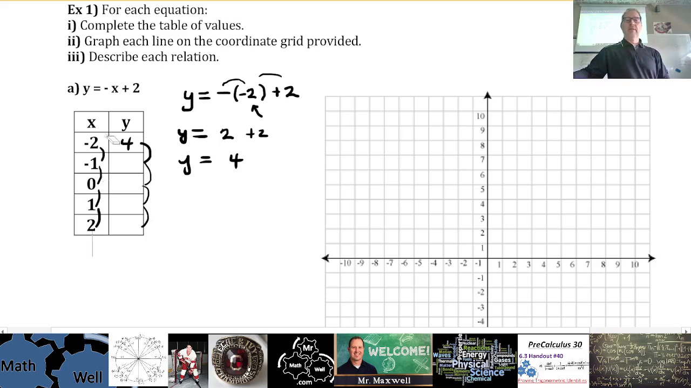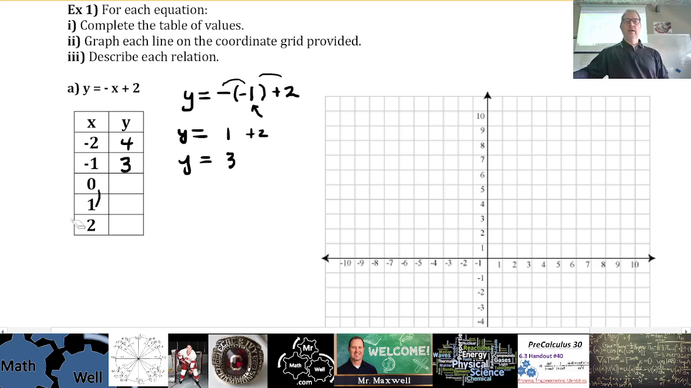Okay, let's try negative 1 now. I'm going to put negative 1 in here, and I'm going to cheat a little bit because I'm just going to erase my negative 2 and put negative 1 in there. So negative times negative 1 is going to be positive 1. Plus 2 is going to be 3. Okay, so I put a 3 in there.